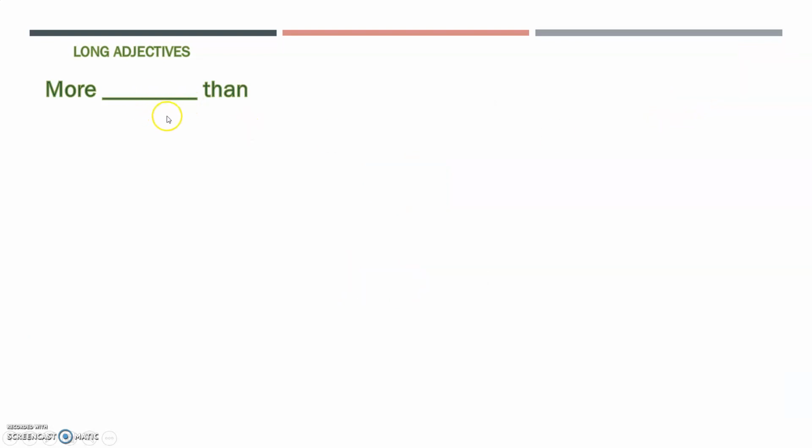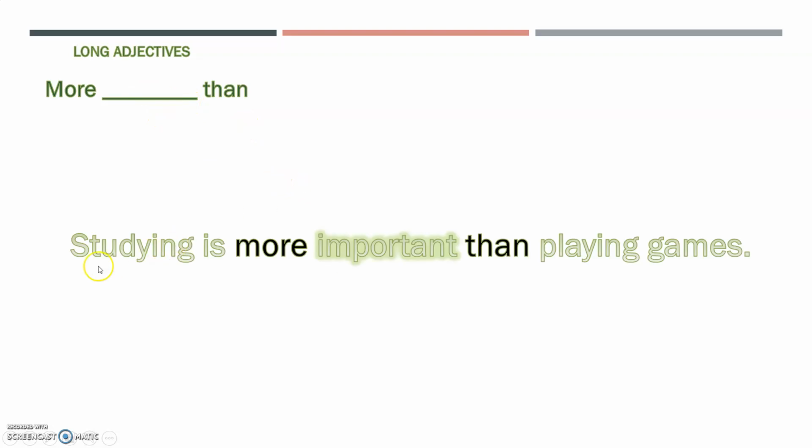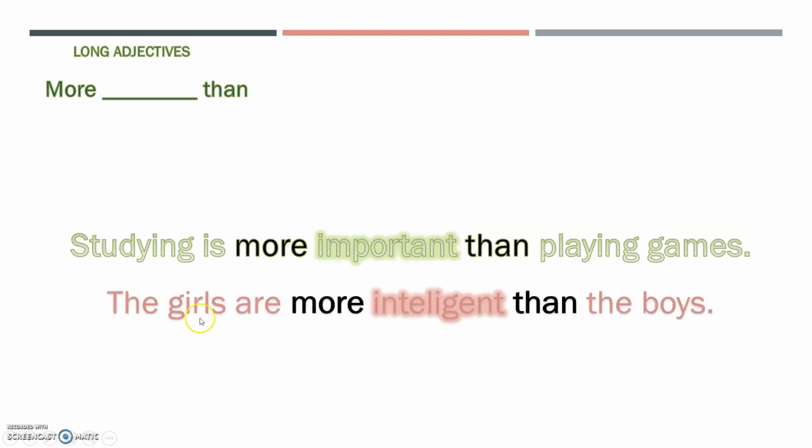Let's see the examples with the long adjectives first. Studying is more important than playing video games. Important is a long adjective, right? So I have to use more than. Simple. The girls are more intelligent than the boys. Intelligent is a long adjective, so I put more than, more intelligent than.